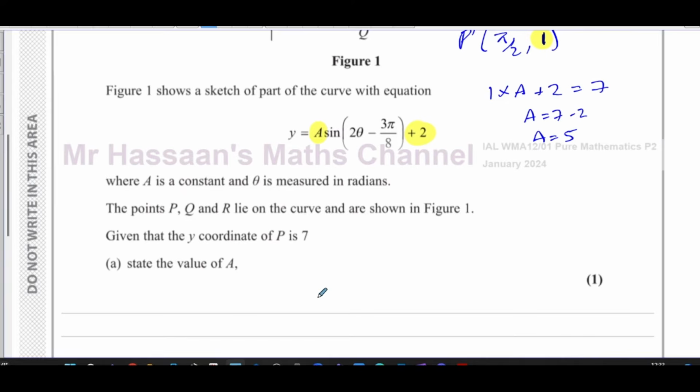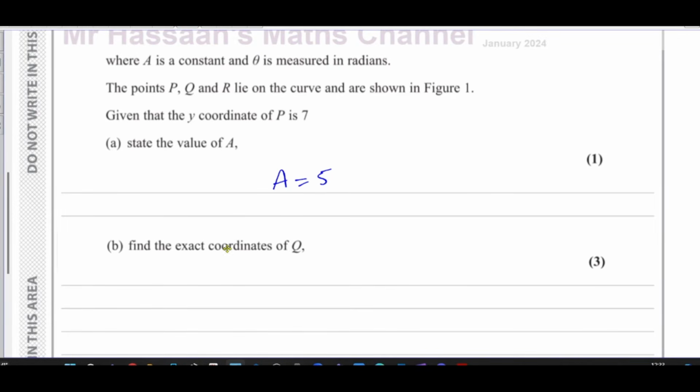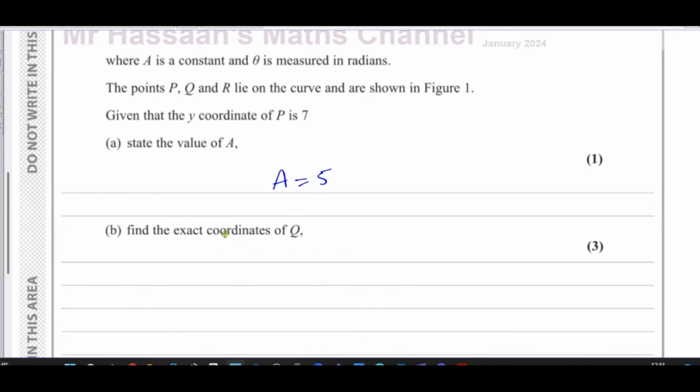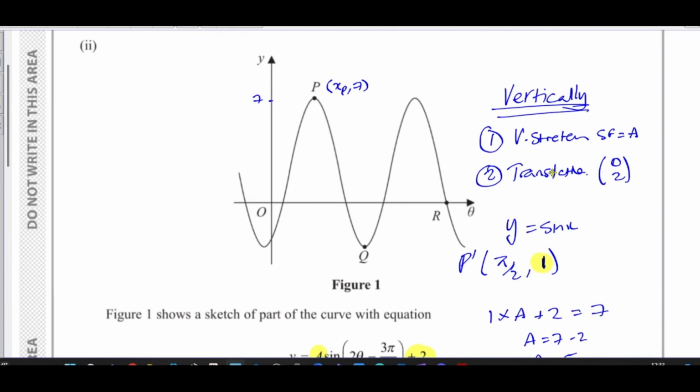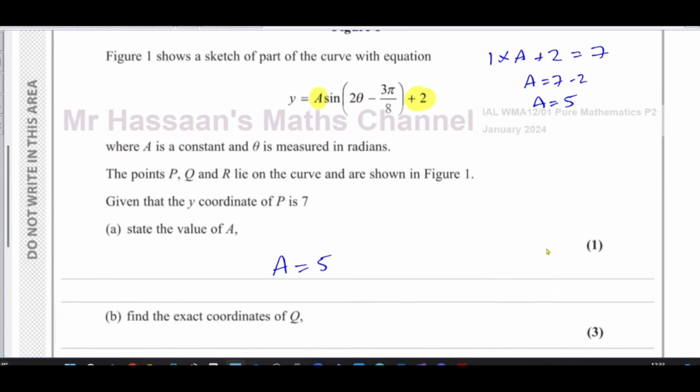The question just says state the value of a, so you don't really need to show those steps, but just to make sure that everyone understands, I have mentioned them up here. This is basically the logic behind it. And then it says find the exact coordinates of Q.